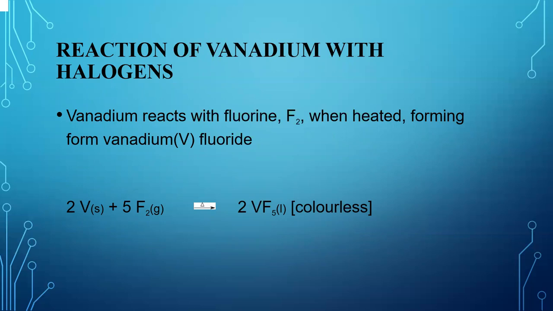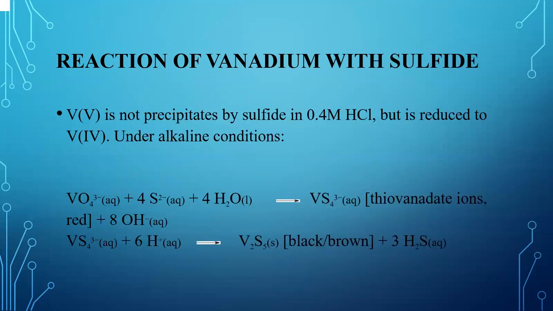Reaction of vanadium with halogens. Vanadium reacts with fluorine when heated, forming vanadium fluoride, and the reaction of vanadium with halogens is given below, as you see. Reaction of vanadium with sulfide. V5+ is not precipitated by bisulfide in 0.4 mole HCl, but is reduced to V4+ under alkaline conditions. And here are some reactions of vanadium with sulfide.